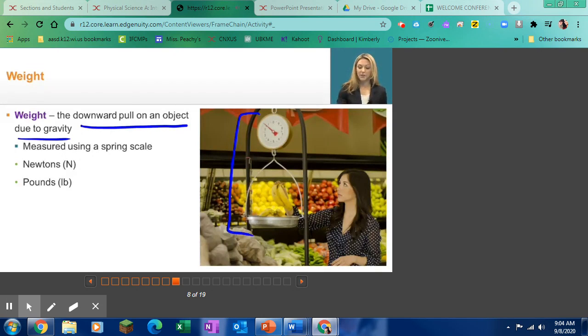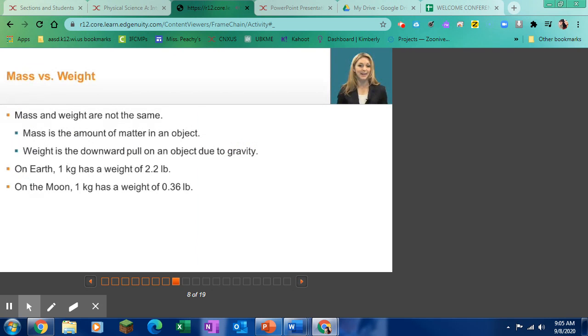You put the produce on the tray, and the pull of gravity pulls that object down, and then you can measure it up above. This is called a spring scale. Now, scientists use a unit called newtons in order to measure weight. In the United States, we typically use something called pounds, and you're probably a little more familiar with that when you're talking about weight. Now, mass and weight are very easy to confuse, so let's take a little bit closer look at those two different things.